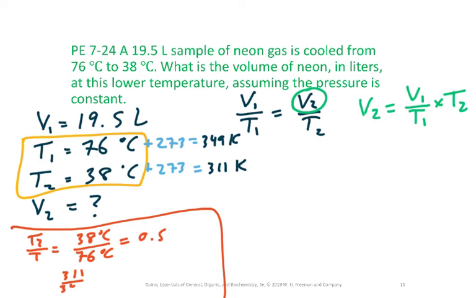311 over 349 is 0.89. So the temperature only dropped actually like 11%, not 50%. Okay, anyway, we can plug that in now.